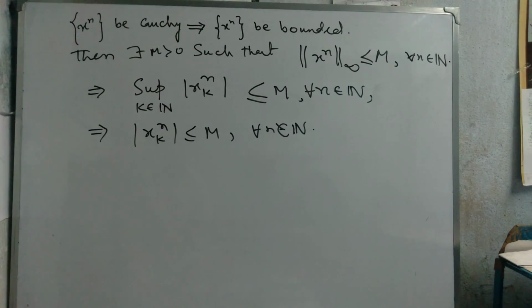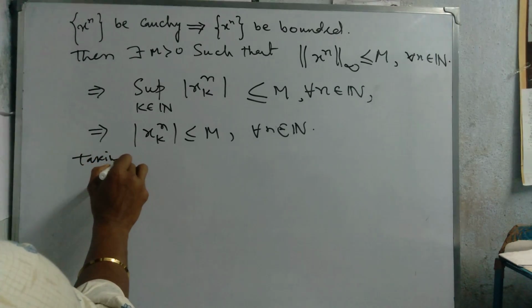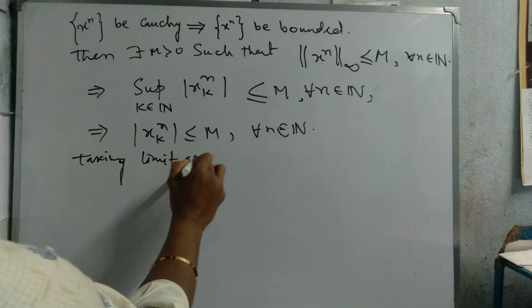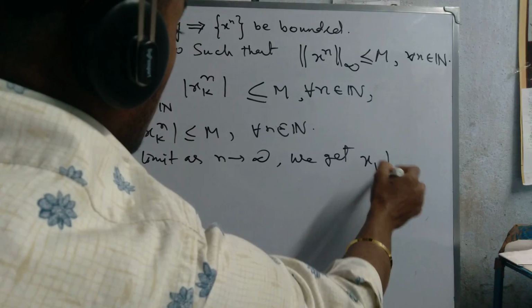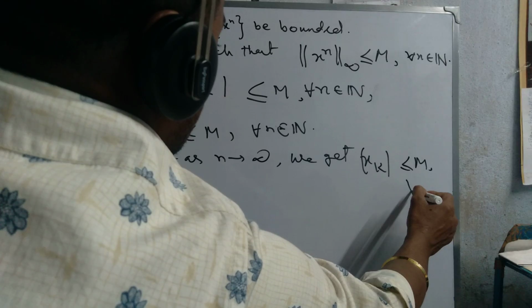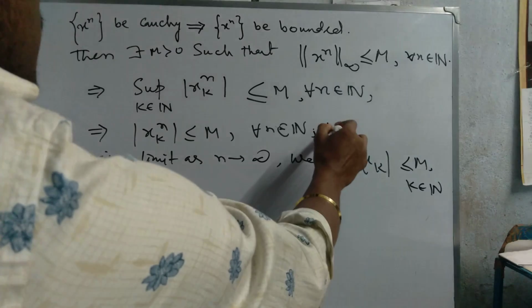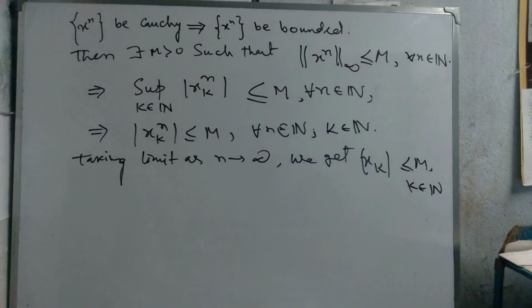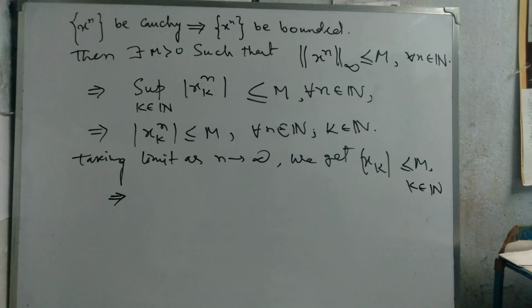So what happens next? Here we take the limit as n tends to infinity. Taking the limit as n tends to infinity, we get |x_k| less than or equal to M, where k belongs to N. Here k belongs to N, we write it, and that is better. So what we get is that each element of x must be bounded.